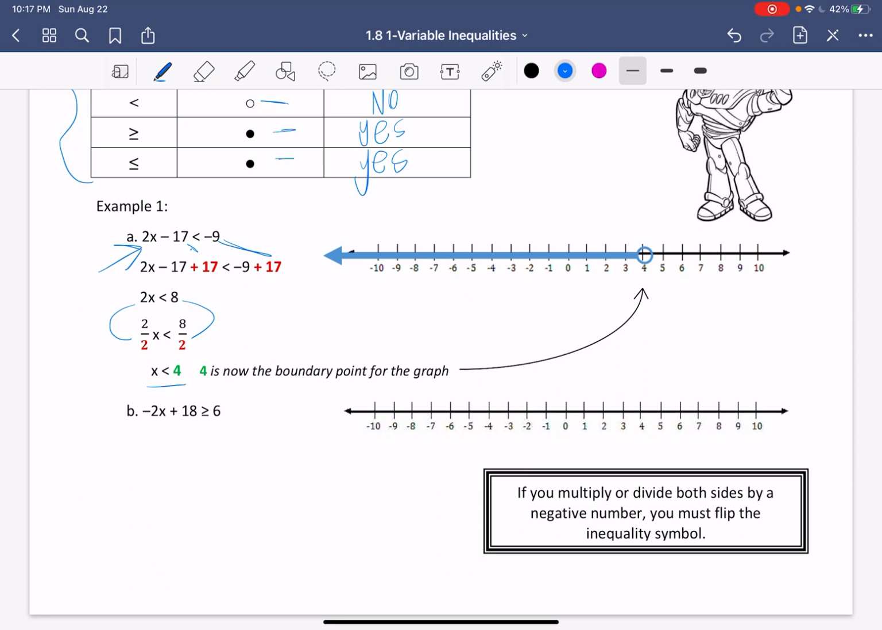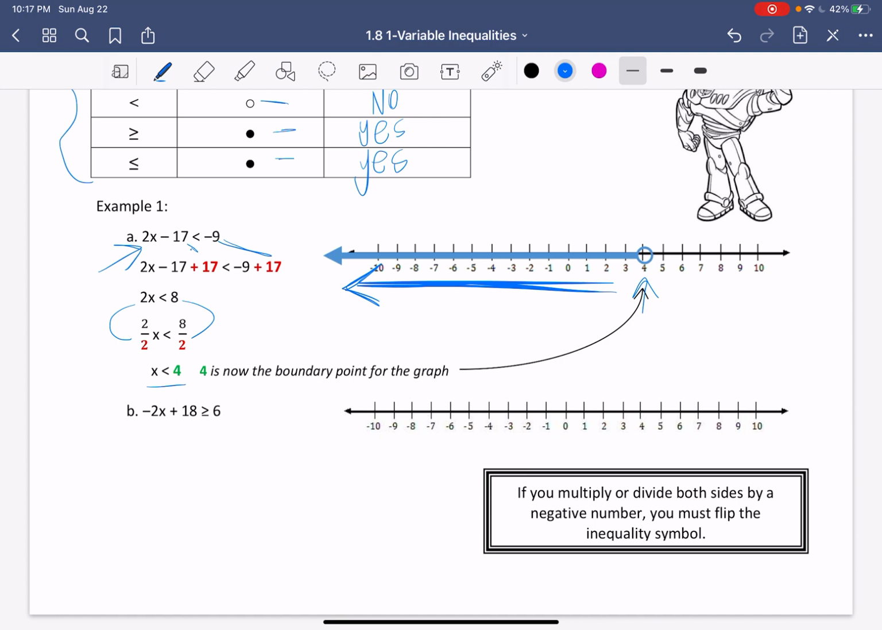So we find that boundary point, meaning we can go all the way up to 4. And then we're going to graph it with an open circle because we're less than. We are not less than or equal to, so 4 cannot be a solution. And then because we're less than, we graph everything that's considered less than, which we shade to the left for less than.